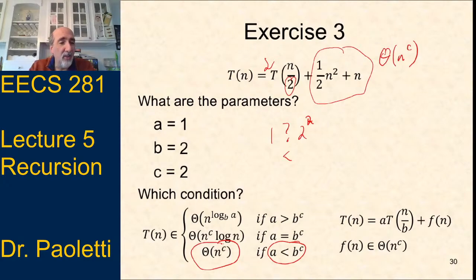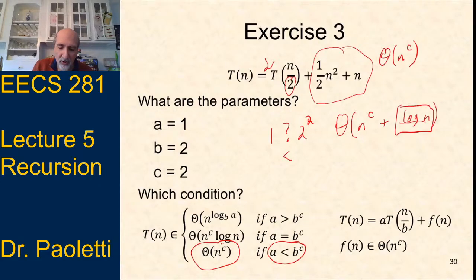What this is telling us is that the stuff that we did outside of the recursion was the bulk of the work. Remember, to say it's big theta of n to the c is the final form, that means it could have been big theta of n to the c plus some other stuff, like it could have been log n or something like that. This is the recursive part. What it's saying is that the recursive part was no bigger than the non-recursive part. The non-recursive part was the bulk of the work.